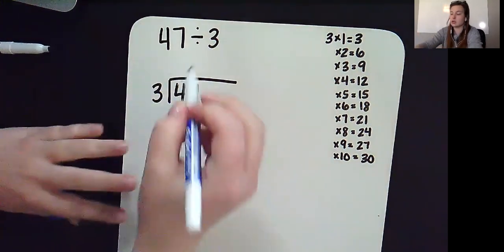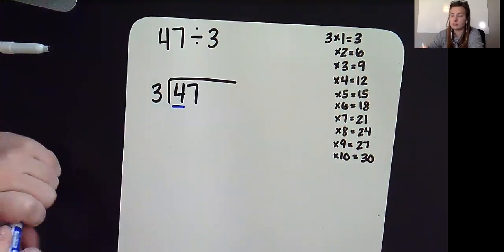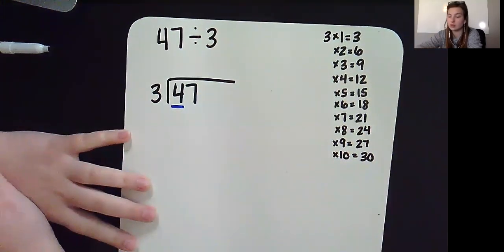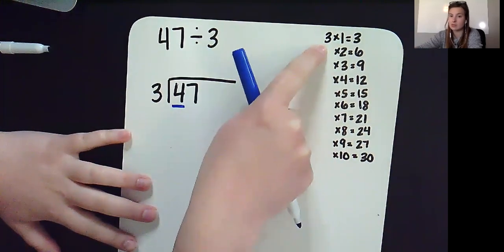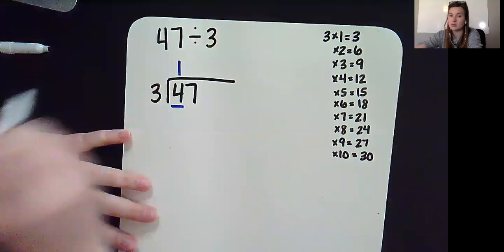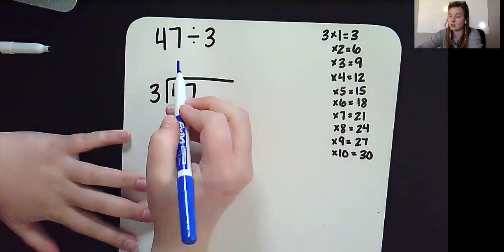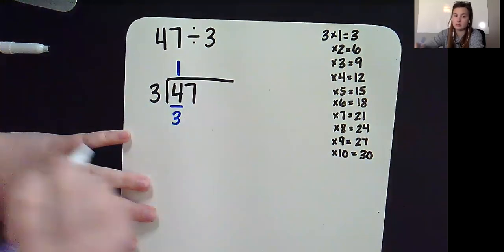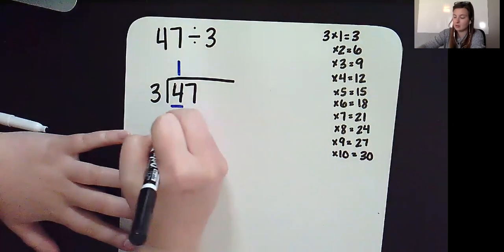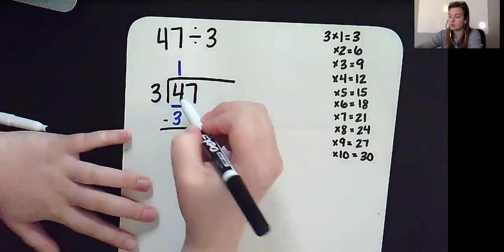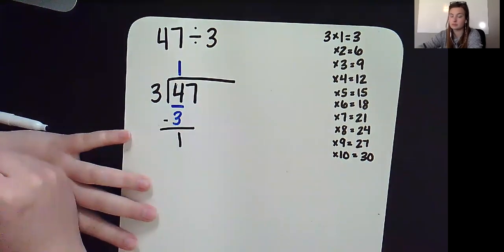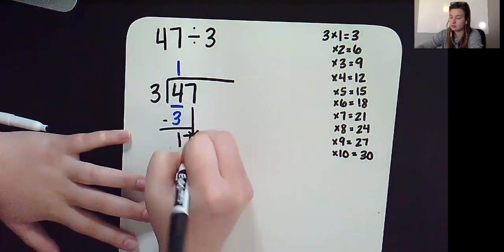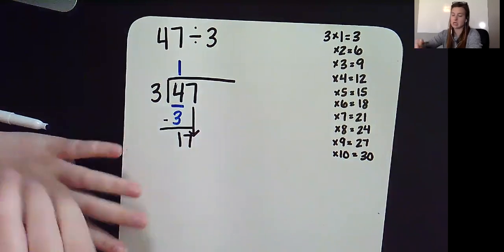I am going to start with my 4. The closest I can get to 4 without going over is 3 times 1. The 1 goes up top. And now I'm going to multiply that number by my divisor. So 1 times 3 is 3. And then I will subtract to see what I'm left with. So 4 minus 3 is 1. The next thing I'm going to do is bring down the 7. So now I have the number 17.